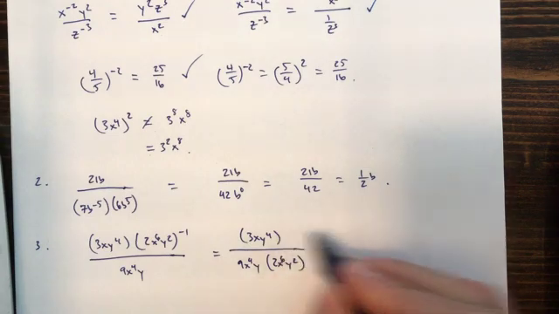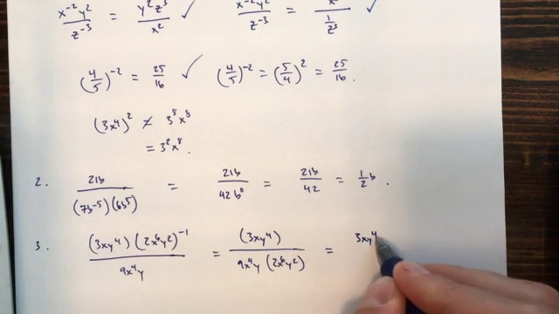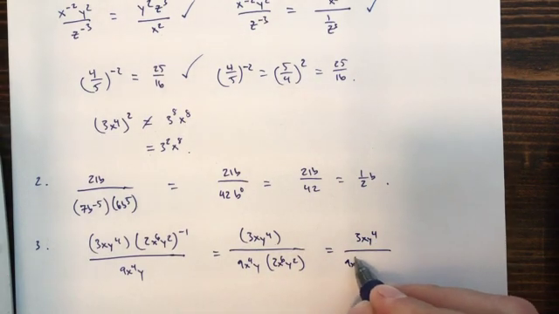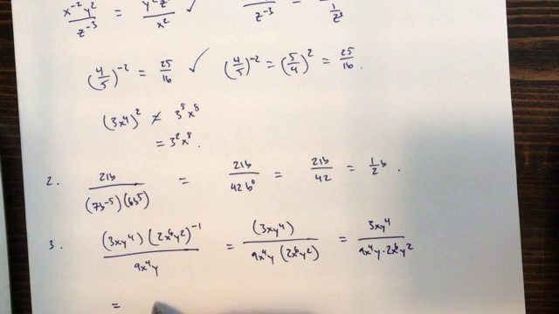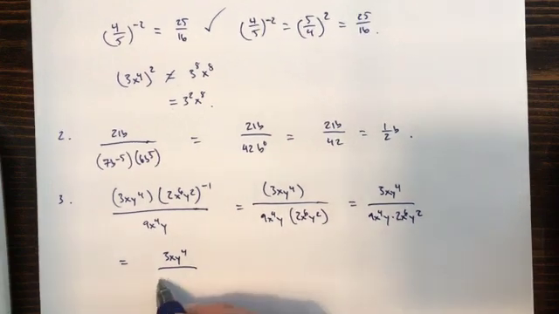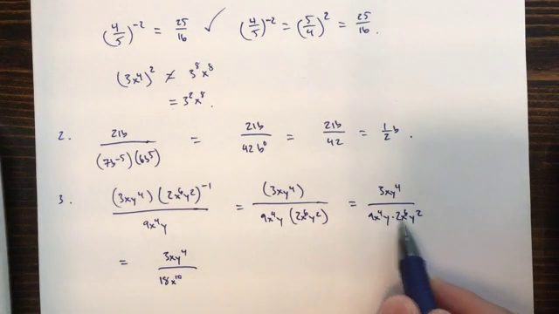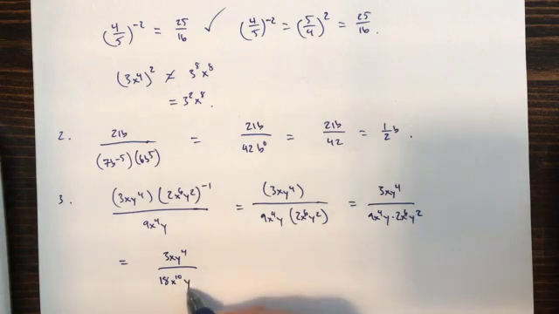Now I'm just going to simplify. So this is 3xy to the 4th. Down here I've got 9x to the 4th y, and then times 2x to the 6th y squared. So I didn't really do any simplification there, but 3xy to the 4th divided by, so 9 times 2 is 18. Then I have x to the 10th, because that's x to the 4th times x to the 6th, and y cubed, that's y times y squared.